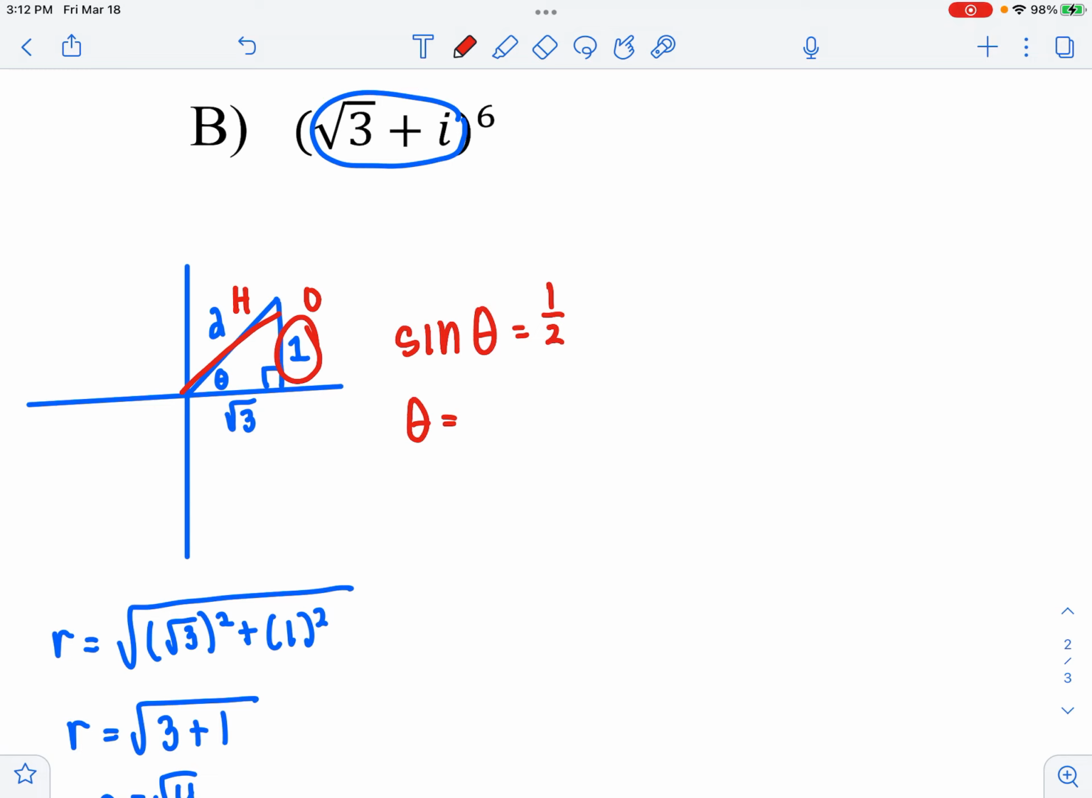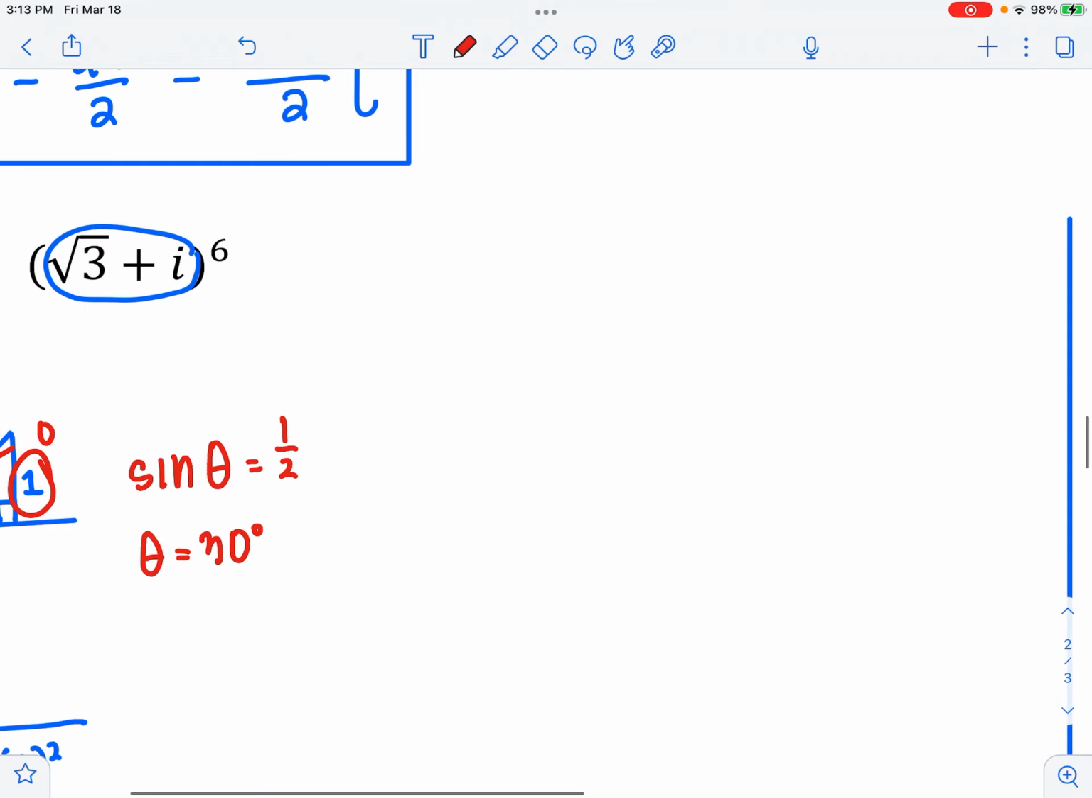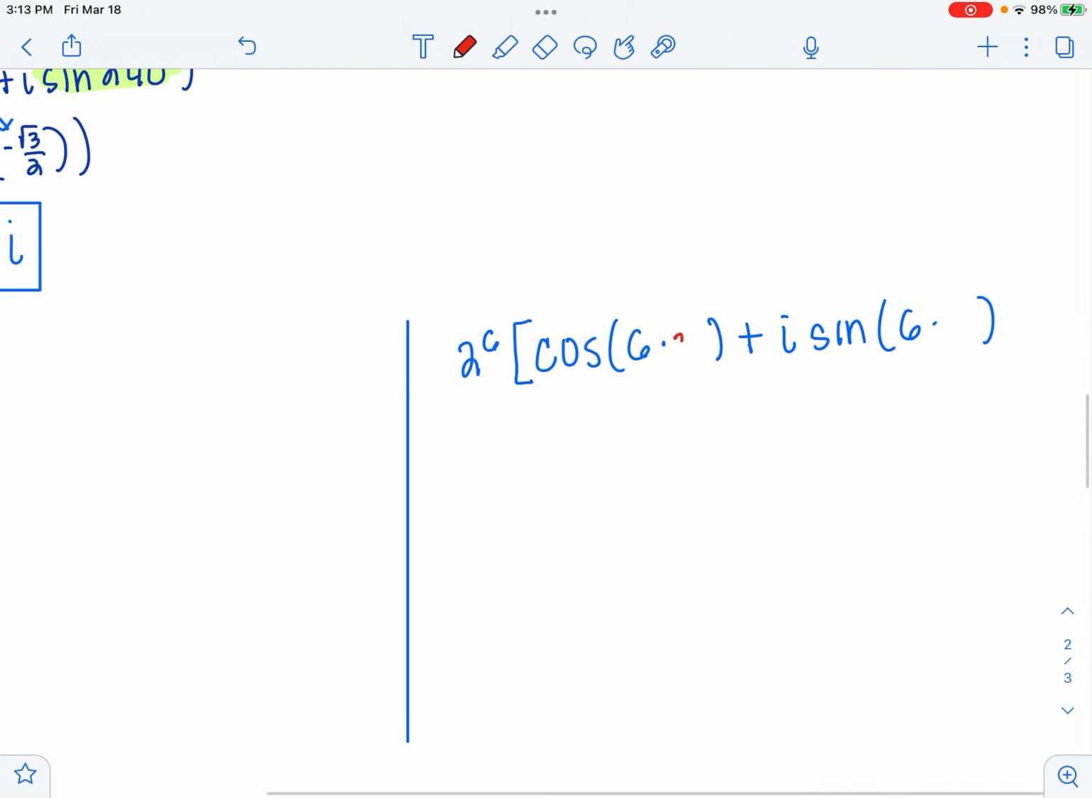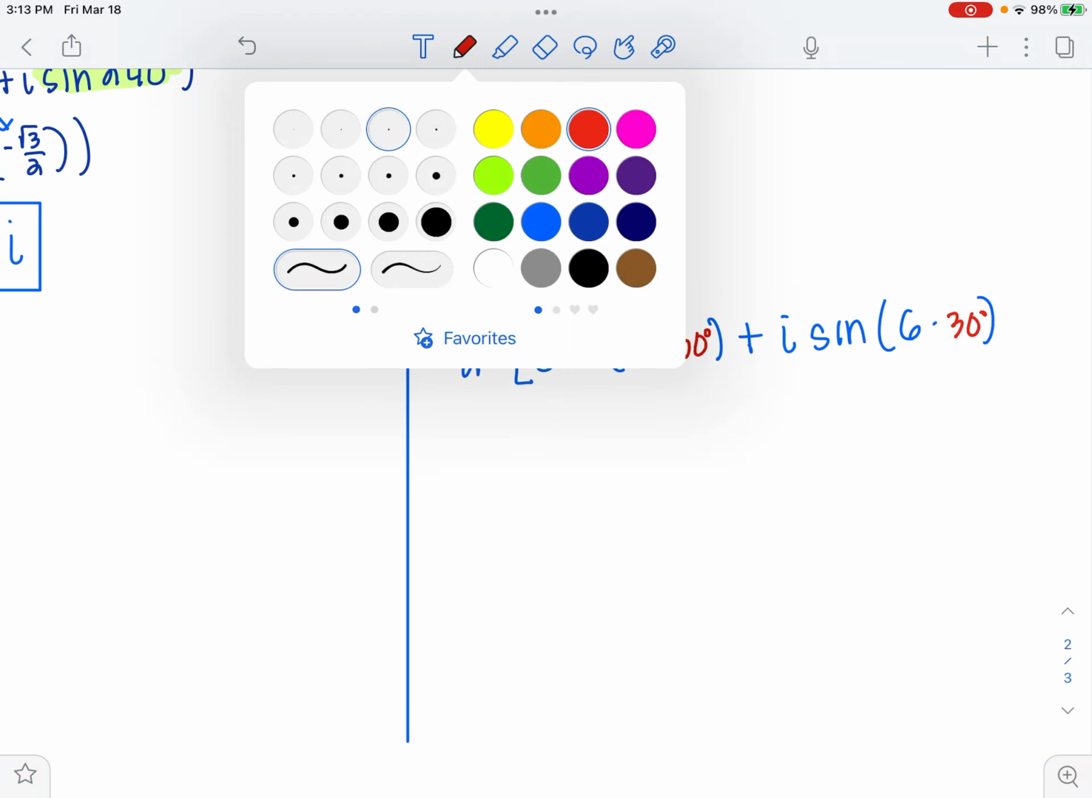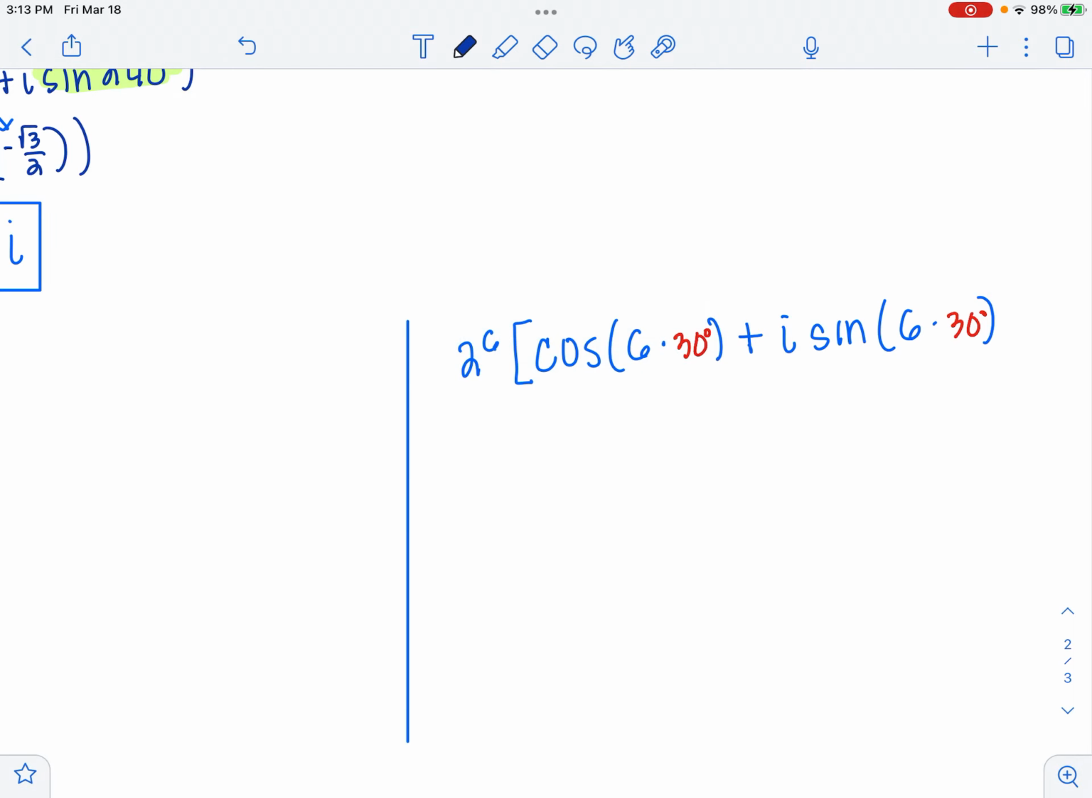The angle that has a y value of 1/2 is 30 degrees. Okay? Technically, I could say this is a 30-degree reference angle. It's in the first quadrant, 30 degrees. So now I'm going to place 30 degrees right here for my theta value. Let's see what this is. 2 to the 6th power is 64 times cosine of 6 times 30, which is 180, plus i sine of 180.